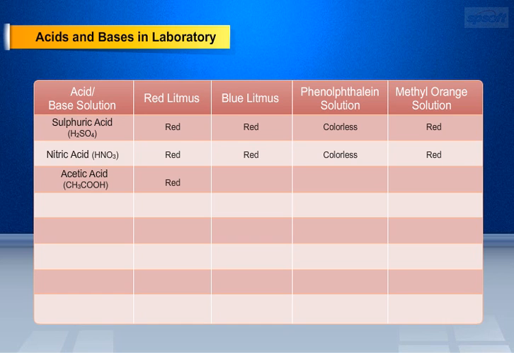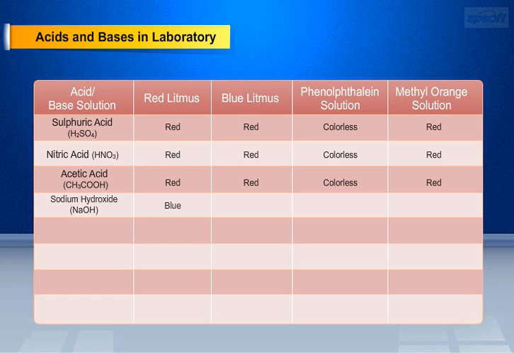Acetic acid remains the same color for red litmus paper. Acetic acid changes blue litmus to red. Acetic acid becomes colorless when phenolphthalein solution is added. Acetic acid becomes red after adding methyl orange.